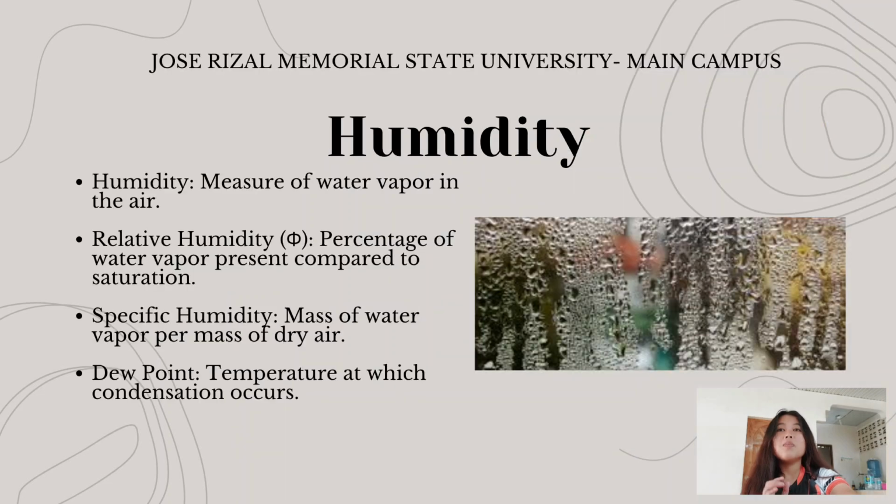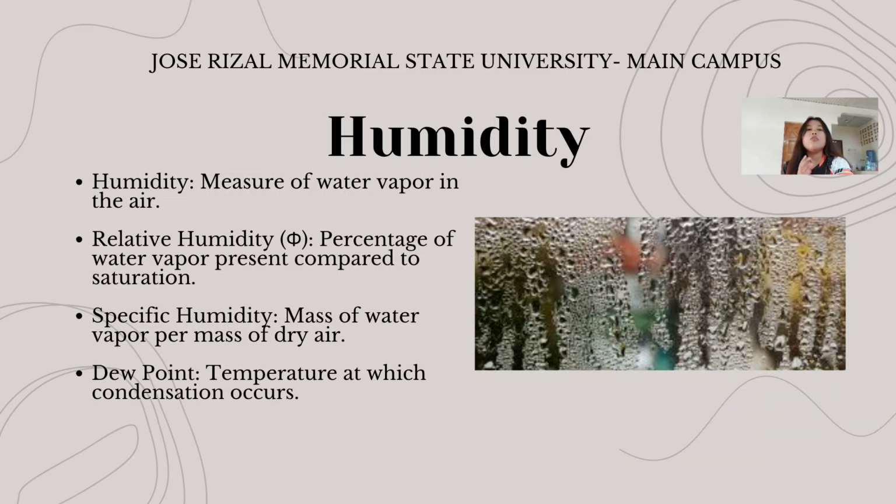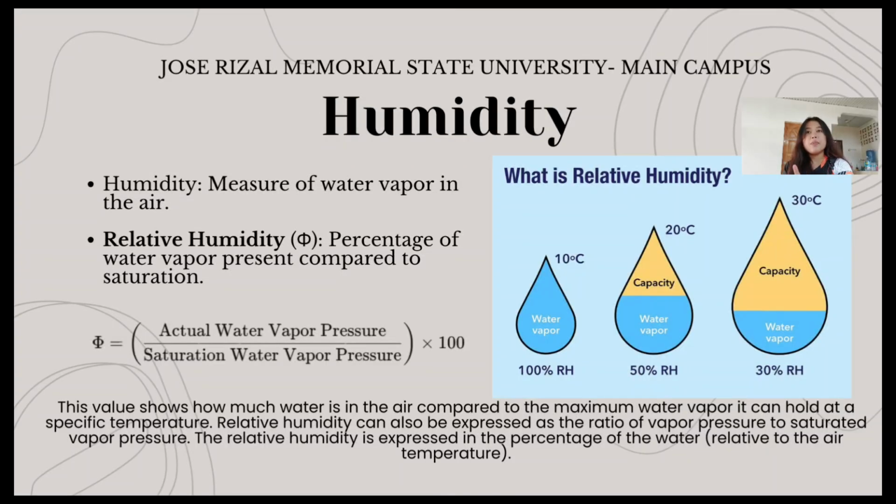So humidity. Humidity is a measure of water vapor content in the air. It has three main concepts. We have relative humidity, specific humidity, and the dew point. So relative humidity is the percentage of the water vapor present compared to the maximum water vapor the air can hold at a given temperature.